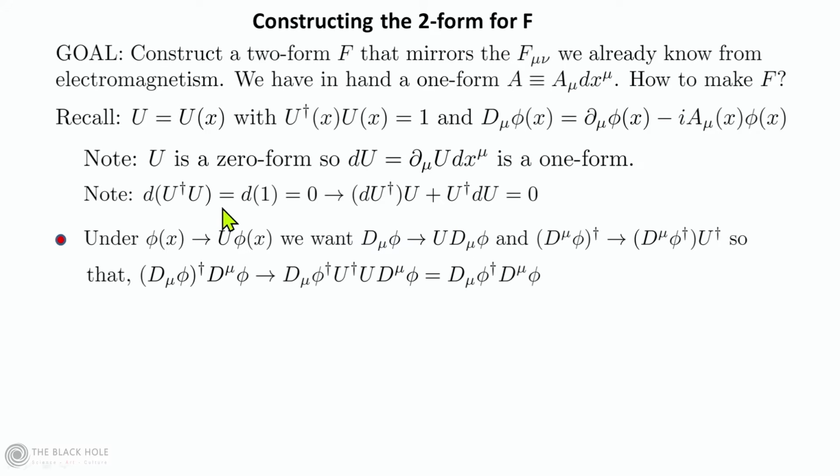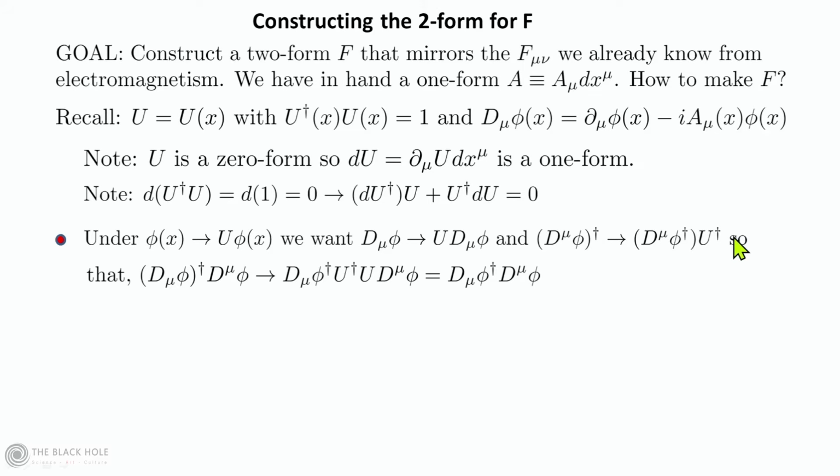Okay, so what is it that we want? We want a Lagrangian which is a scalar under the transformation phi of x goes to U acting on phi of x. So we want the covariant derivative to transform like this. So when phi goes to U phi, we want D mu phi to go to U D mu phi. And of course, its Hermitian conjugate, which you would like to transform in this way.